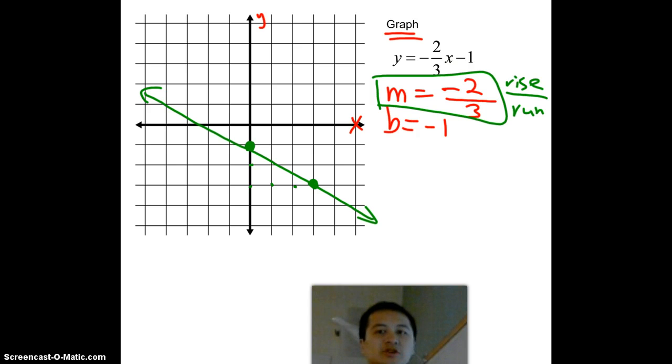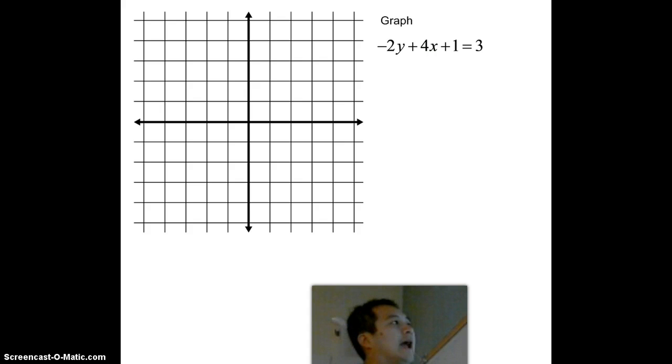Good? You guys want to try again? Try another one. Graph. Every time you see the word graph, you want to put in what form? You want to put it into y-intercept form. Y equals mx plus b. Is that in that form? Not really. So there's a lot of fixing. Someone didn't put it in the right form, so we got to fix that now.